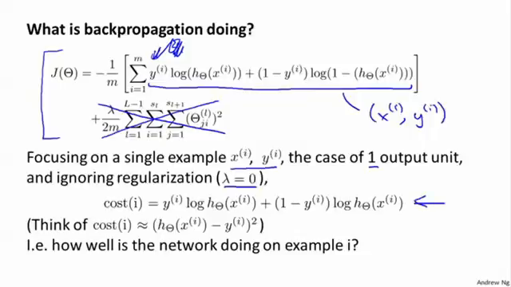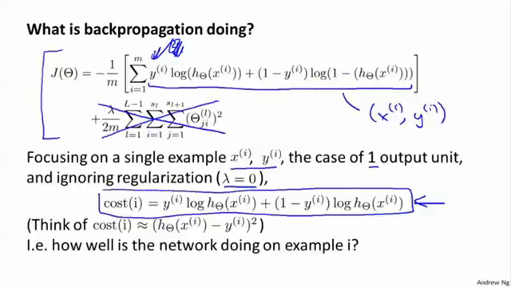The cost of training example i is written as follows. What this cost function does is it plays a role similar to the squared error. So rather than looking at this complicated expression, if you want, you can think of cost of i as approximately the squared difference between what the neural network outputs versus what was the actual value.